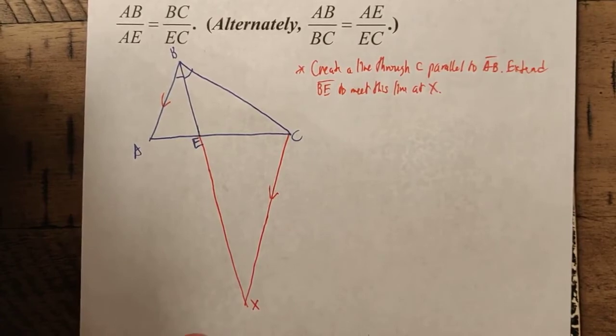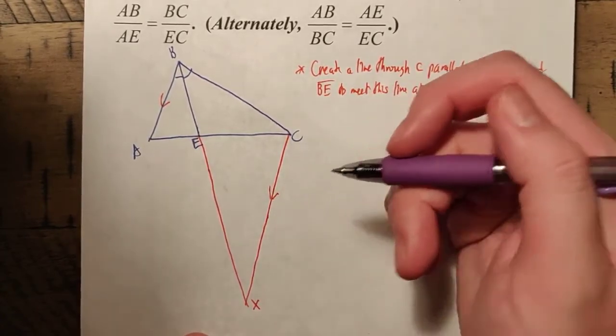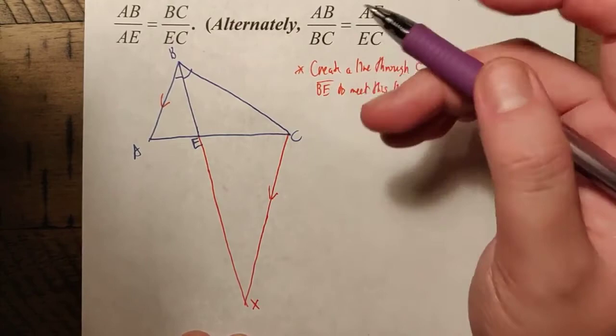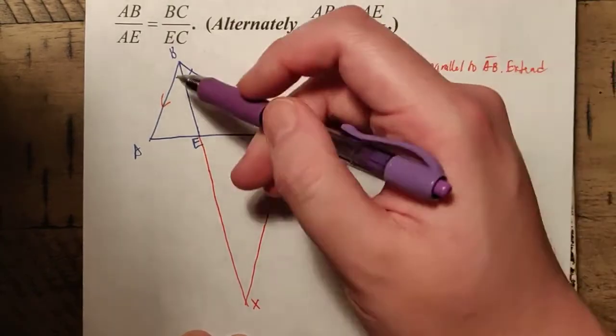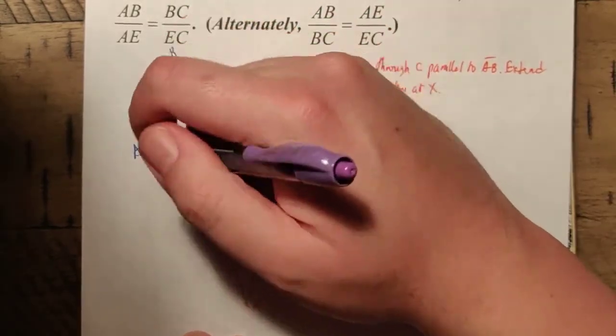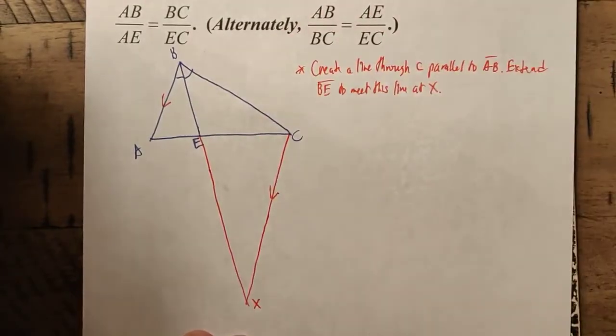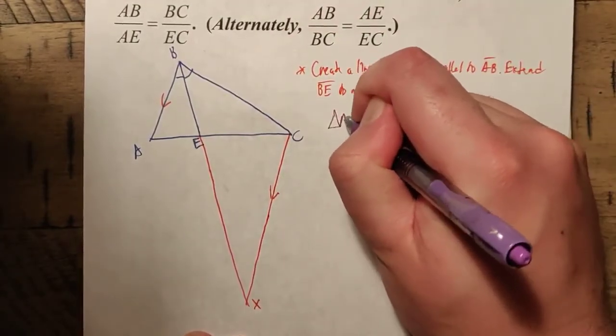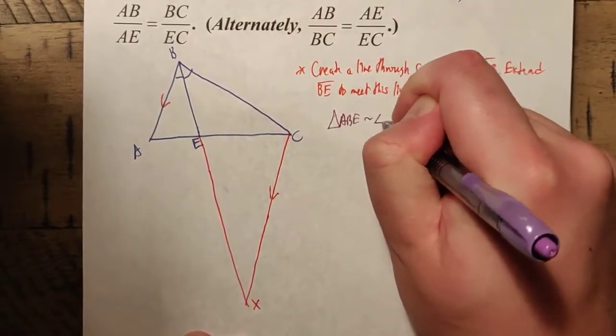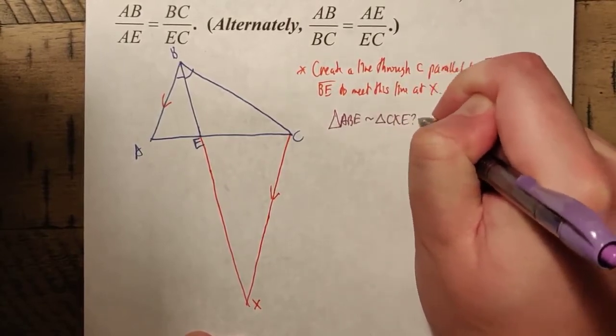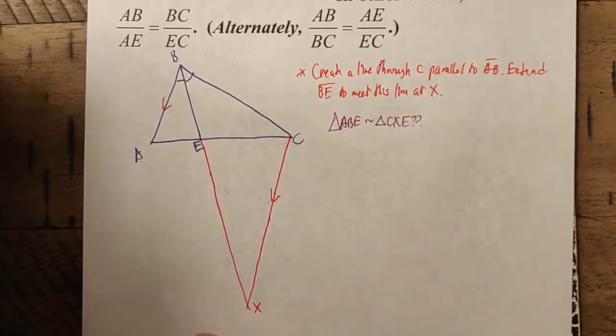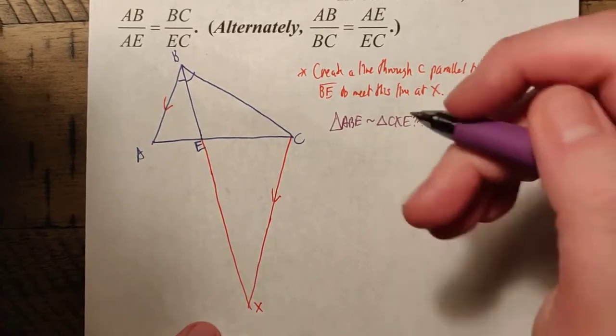Alrighty, now, why parallel lines? Well, parallel lines are great because that gives us a lot of angles here, right? So we know, in particular, ladies and gentlemen, first off, we now have similar triangles. If we see these two triangles here, triangle ABE and triangle CXE, we suspect that they're similar, right? Can we show that these are similar? Well, there's enough information here, right?